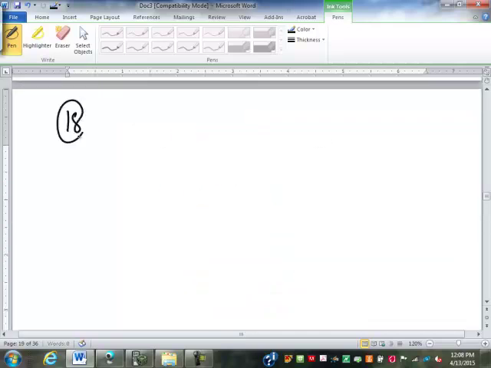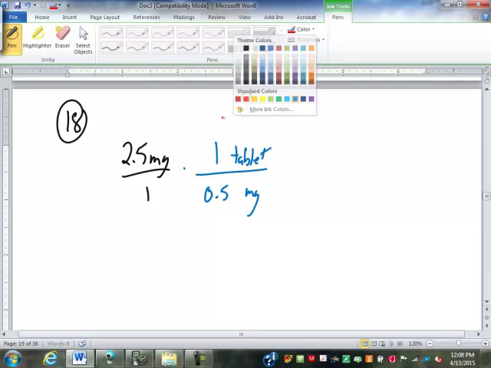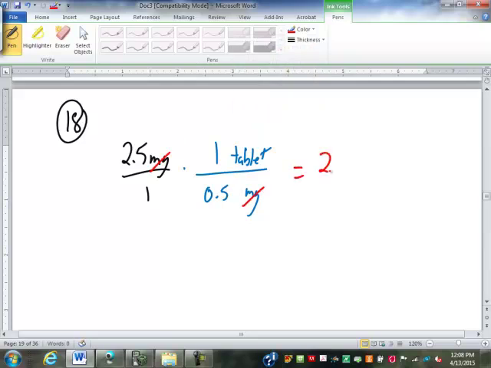Number 18, you have an order 2.5 milligrams. Milligrams on bottom, we have 0.5 milligram tablet, so 0.5 milligrams per 1 tablet. Milligrams cancel, it's 2.5 tablets over 0.5. You divide that out, that's 5 tablets.